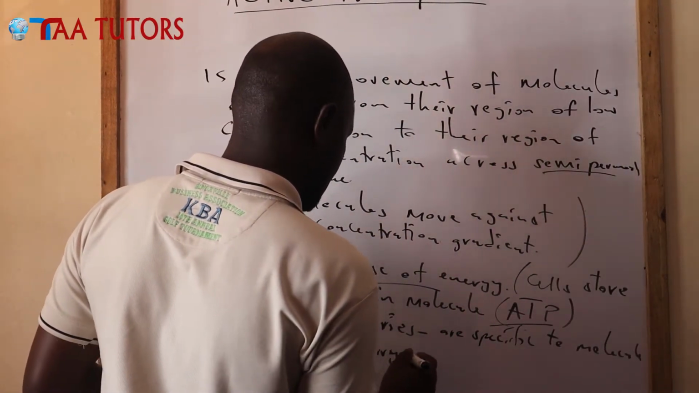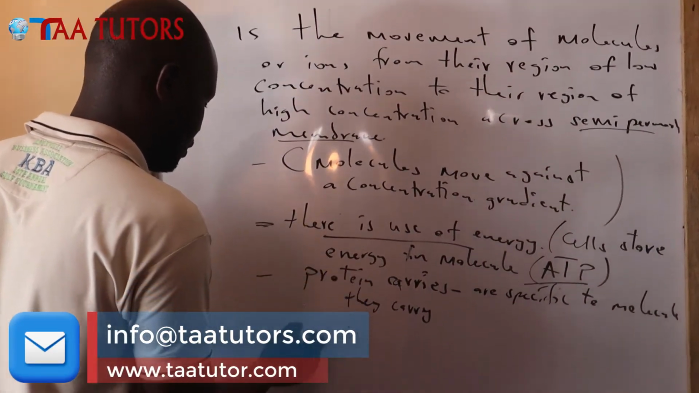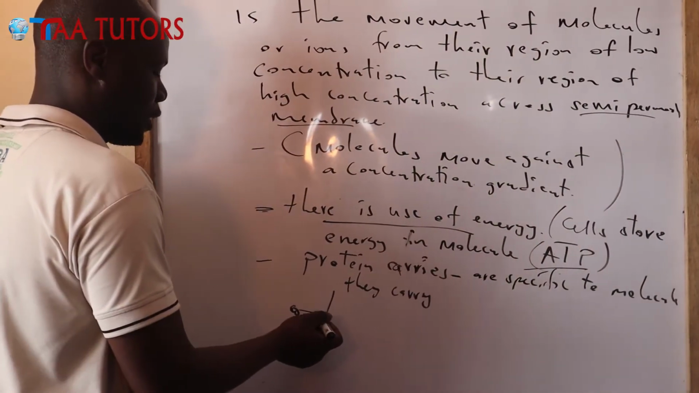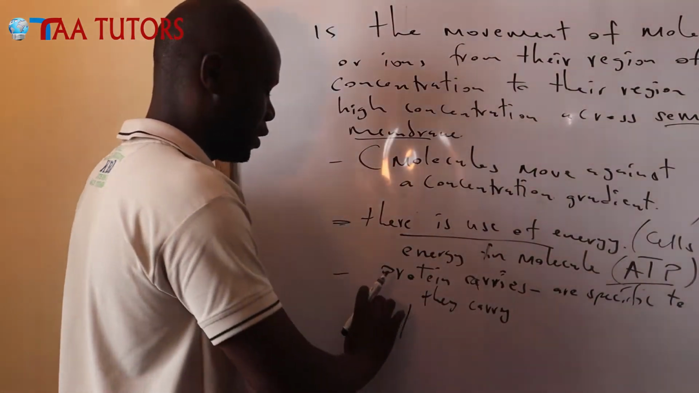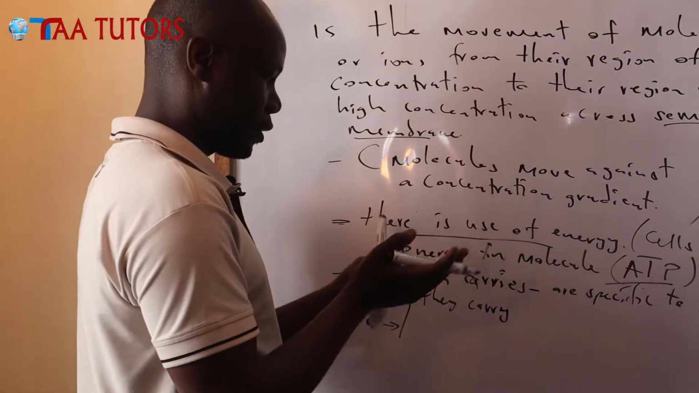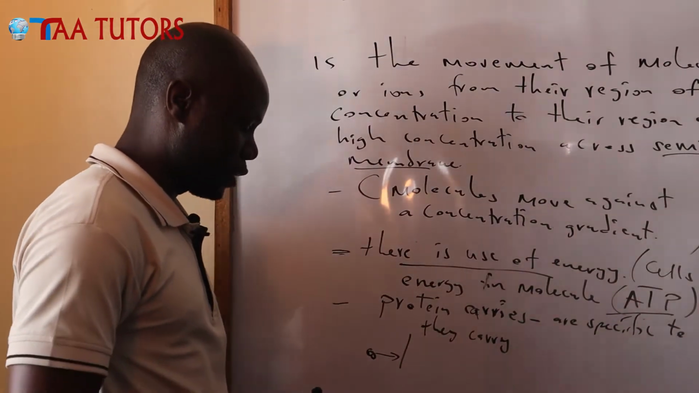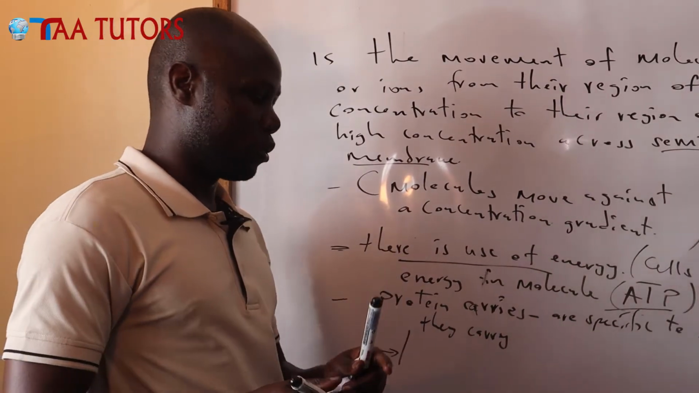The molecule they carry. For example, if I have a sodium ion here, the protein carrier that will be ferrying this across the membrane must be a specific one. Therefore, this molecule has to bind on the surface of the carrier so that it can be passed across the membrane. That is one thing that must be there, and it is very important for us to note.